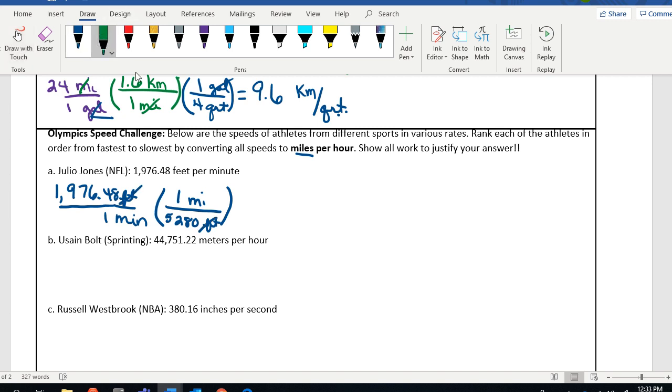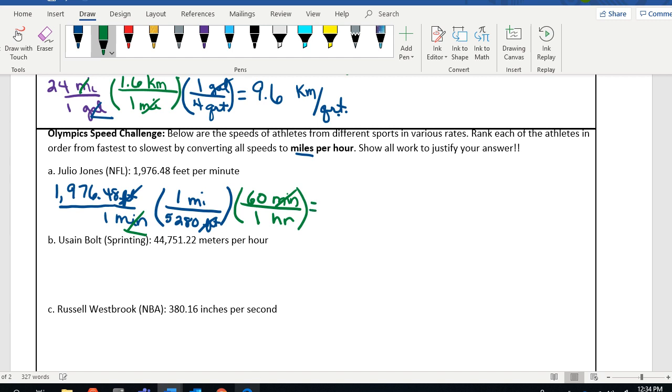Then I'm going to go to minutes. I'm going to go to hours. So that means if I have a minute down here, I need minutes up here and hours on the bottom. Now, are there 60 hours in a minute or 60 minutes in an hour? Hopefully, you know it's 60 minutes in 1 hour. Okay, so my minutes canceled, my feet canceled, I'm at miles per hour.